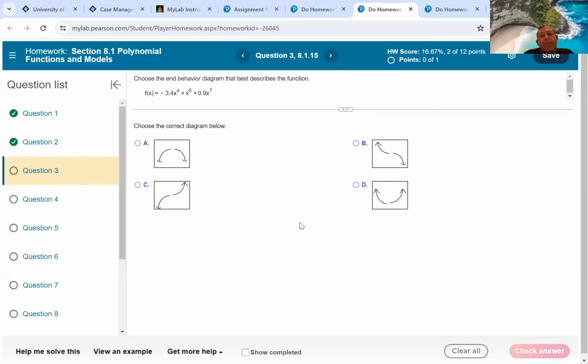Now y'all watch out. Sometimes they put them out of order. This one's got f of x equals negative 3.4 x to the 4th plus x to the 6th plus 0.9 x to the 7th. So this is the degree 7. It's just out of order. So 7 is odd. So we got an odd degree. That 0.9 is positive. So you got an odd degree, positive. So let's see what the chat's saying. So let's see, would that be C, uphill, left to right? Good job.